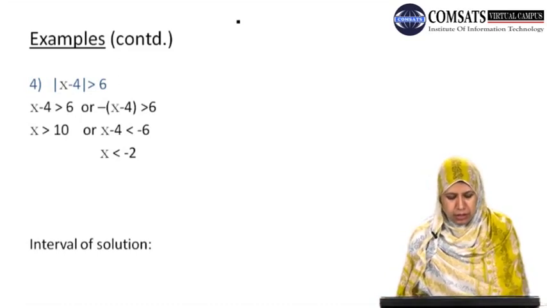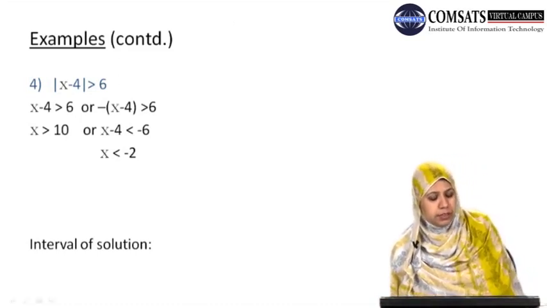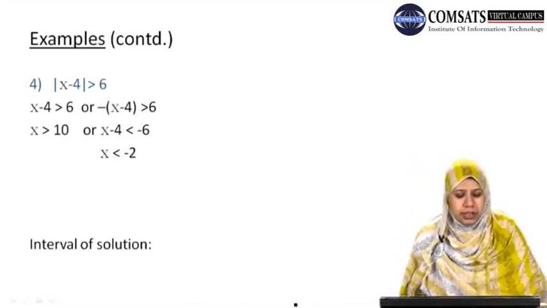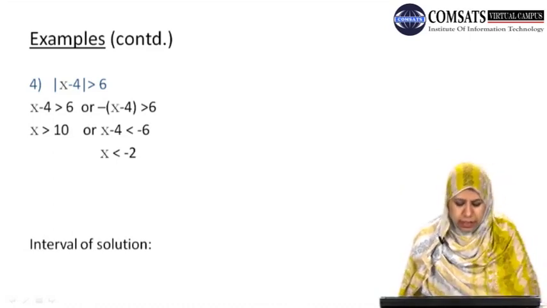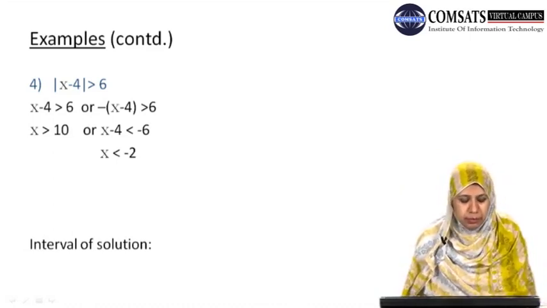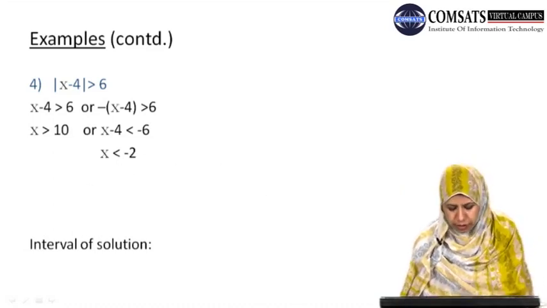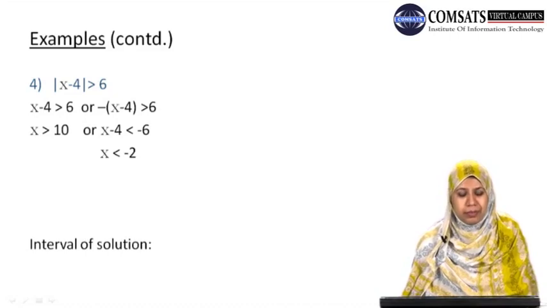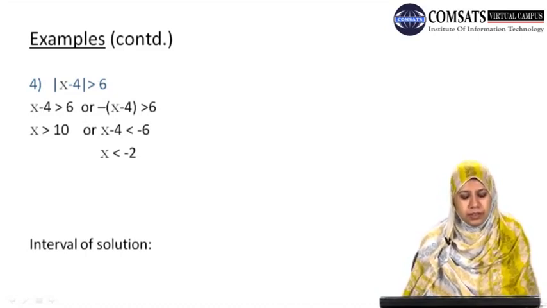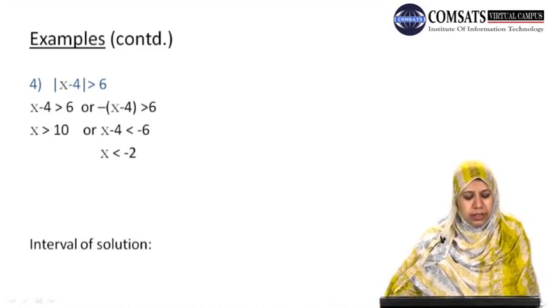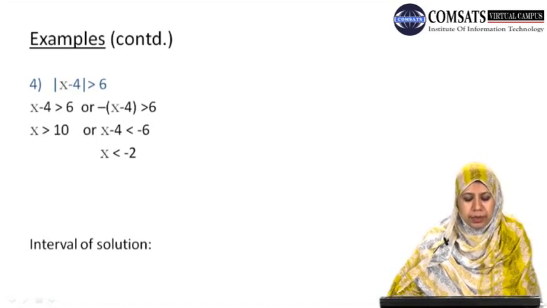Okay, now we have another example, that is mod of x minus 4 is greater than 6. By using the same technique as in the previous example, we obtain two possibilities, that is x minus 4 is greater than 6 or minus of x minus 4 is greater than 6. Solving the first one, that is adding 4 on both sides, we obtain x is greater than 10.